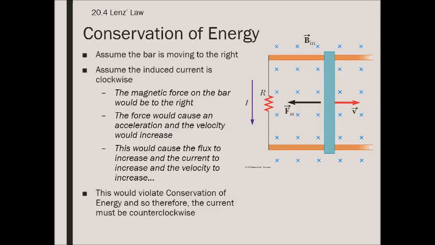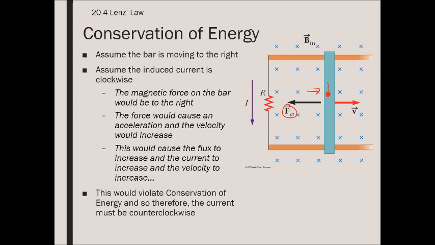We can also look at this from a conservation of energy point of view. Assume if we're moving the bar to the right, that the current actually goes in the other direction. That means the induced current would be clockwise, which isn't right, but we're just going to assume that it's clockwise for this argument. Then the induced force on this would be the other direction, pushing it and making it go faster and faster.